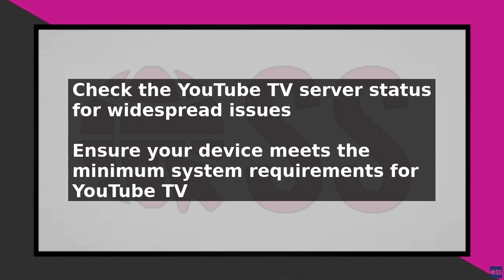By following these steps, you should be able to resolve playback errors on YouTube TV and enjoy uninterrupted streaming. Remember to always check your internet connection, update your app, and clear your cache to prevent playback errors from occurring in the future.